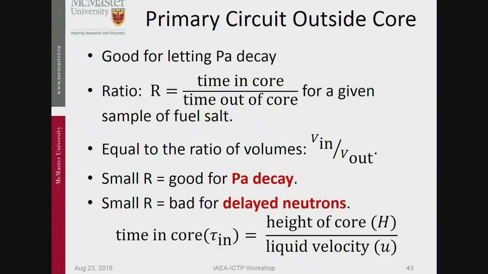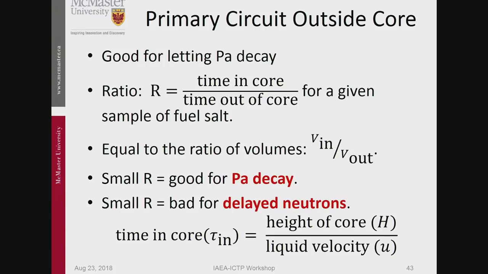So here we have two buckets which are connected with pipes. And how much time is spent inside the core or inside the other volume? That depends how big they are. And actually, that's the only thing it depends on. If they are the same size, then they spend the same time in and out, right? If the size out is twice as big, then it spends twice as much time out as in. So that's very simple. So you get that ratio, which is just a ratio of V in over V out, and the small r is good for the protactinium decay, but it's bad for the delayed neutrons.